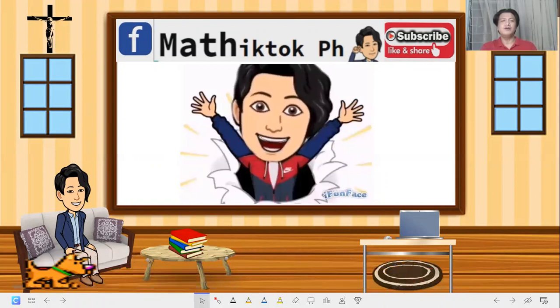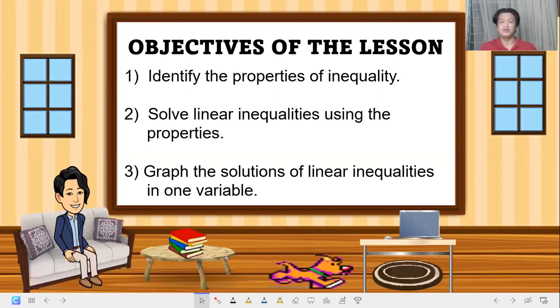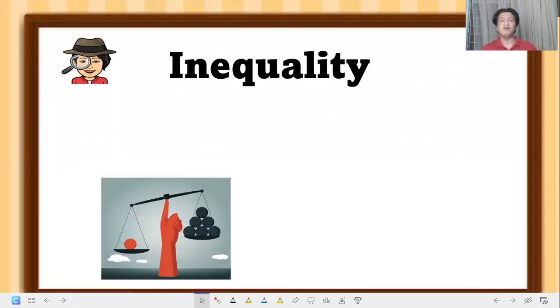So with that, our objectives of the lesson: first, identify the properties of inequality. Second, solve linear inequalities using the properties. And last, graph the solutions of linear inequalities in one variable. Ito po yung skills na kailangan natin matutunan this week. So with that, let's talk about the inequality.